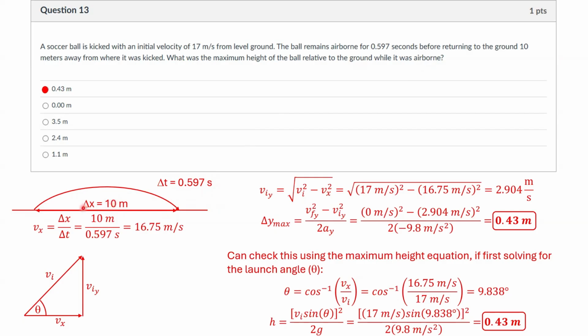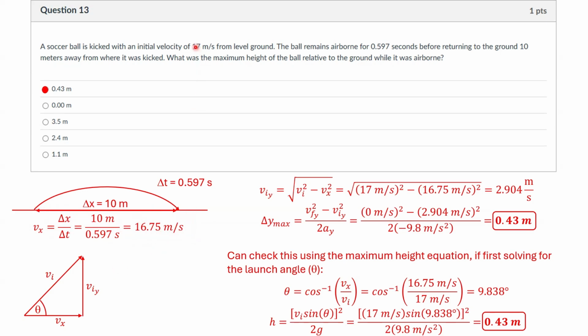What we can get from the information we were told, since we know the object's in projectile motion this whole time, is that the horizontal component of velocity should be constant for that time period. Since we know the horizontal component of displacement and we know the total amount of time, we can use that to figure out the size of that horizontal component of velocity, and that would be 16.75 meters per second. That will be true at all points in time throughout this trajectory.